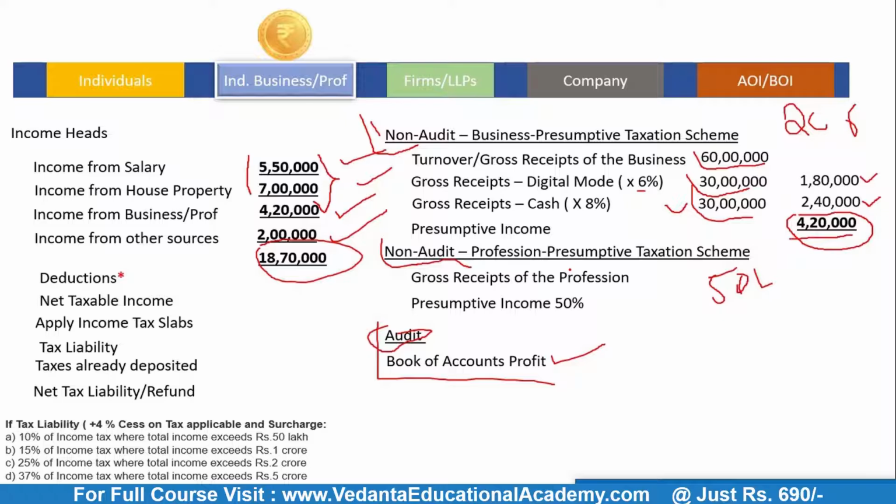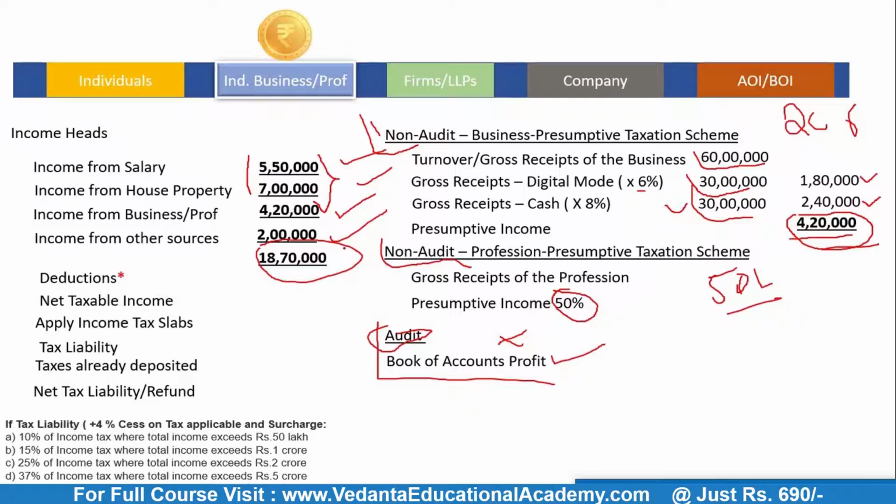And if this person is running any profession, then the person needs to declare minimum 50% as the income from the profession. So if the person receives totally 40 lakhs of gross receipts, then the person is required to declare minimum 20 lakhs as the profit from the profession. If the person wants to declare less than the minimum profits, then the person needs to go for audit, even if the business turnover is less than 2 crore, even if the profession gross receipts are less than 50 lakhs.